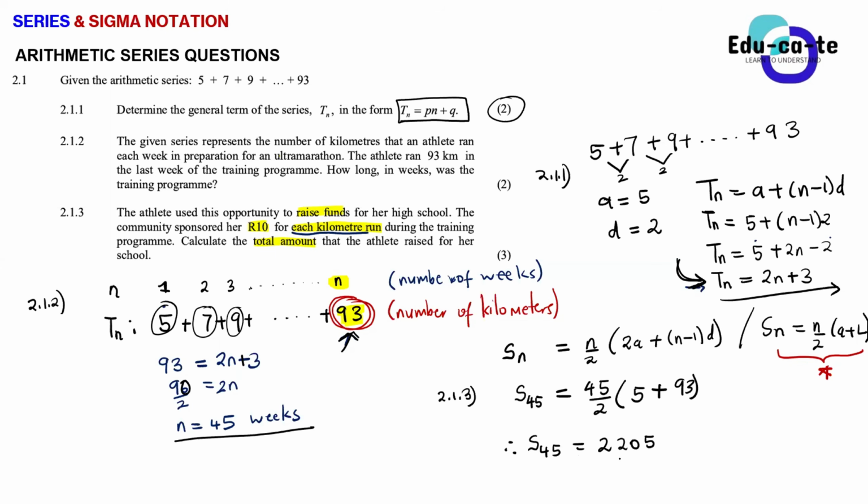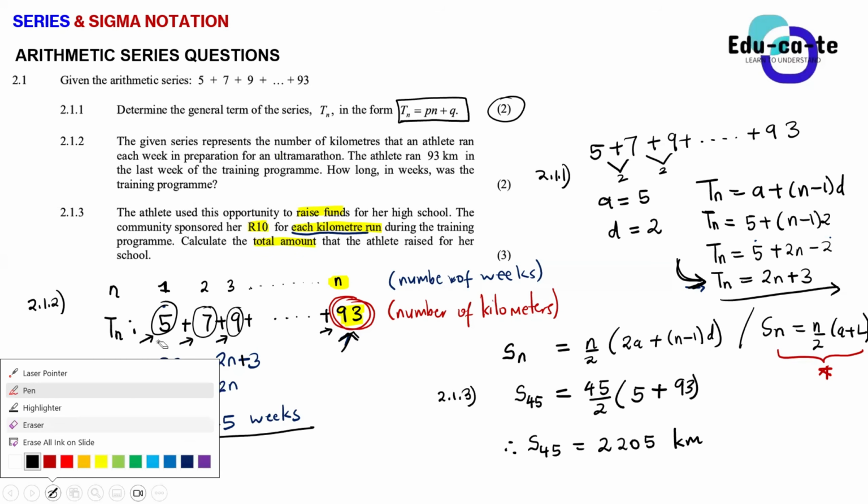And this is the sum of what, guys? What is the sum like in this realistic situation? Is it the total number of weeks? Is it the total number of runs that she has, or is this the total number of kilometers? Total number of kilometers. Yes. So it means that in total, this girl ran 2,205 kilometers, because she ran 5 at first, she ran 7 at second, she ran 9. You keep on adding them until the last week, which was the 45th week, where she ran 93 kilometers.